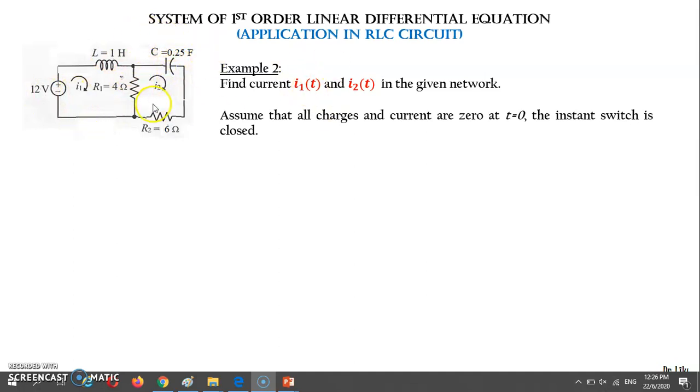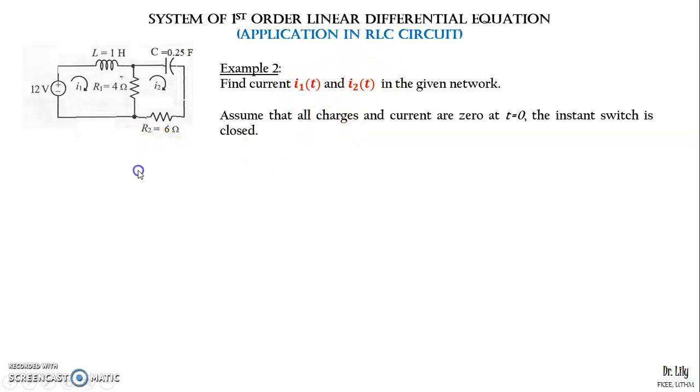So soalan dia, find current I1(t) and I2(t) in the given network. Okay. And then you need to assume that all charges and current are zero at t equal to 0. Okay, so dekat sini dia punya key point dia, maksudnya dia bagi you initial condition. Bila t equal to kosong, Q adalah kosong dan I juga adalah kosong. So bila dia bagi you initial condition, so maksudnya nanti you kena cari particular solution untuk I1(t) dan I2(t). Okay, so kita terus pergi kepada solutionnya.